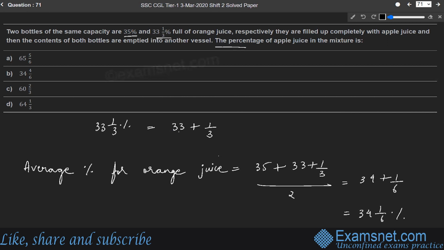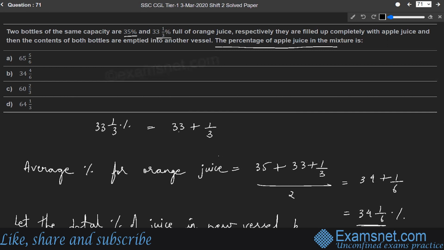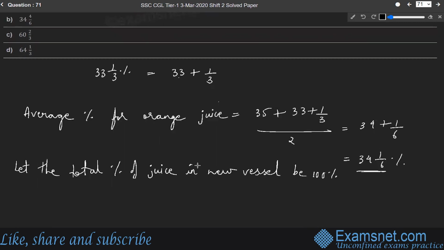Now we have to find the percentage of apple juice in the mixture. See, both of these are emptied into another vessel. Okay, means both are mixed. Orange juice and apple juice are mixed into another vessel. So from that vessel, we need to find the apple juice. Okay, and what is the average percentage for orange juice? 34 1/6. Okay, so let the total percent of juice in the new vessel be 100 percentage. So out of 100 percentage, 34 1/6 percentage is orange juice. So the remaining will be apple juice. Okay. So we can say that the percentage of apple juice in the vessel will be 100 percentage minus 34 1/6 percentage, which is equal to 65 5/6 percentage.